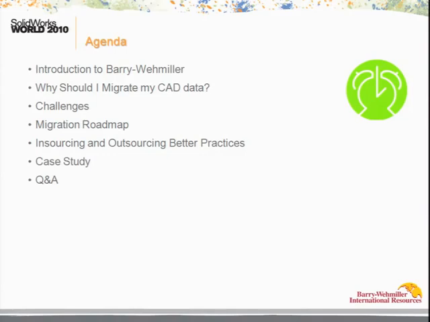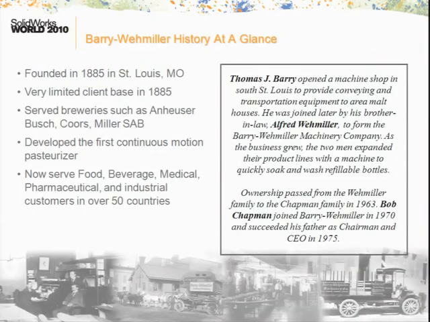Barry Waymiller's background is that we started about 125 years ago, and we're still headquartered in St. Louis. We made the original machinery for Anheuser-Busch: the conveyor systems, the bottle washers, the fillers, the capping, the labeling and so forth. Over the last 100+ years, we've grown to about a $1.2 billion company. We've been at SolidWorks shows every year since they started, and we present a number of topics each year. We have about 50 locations around the world and about 5,000+ employees, and we still make machines.